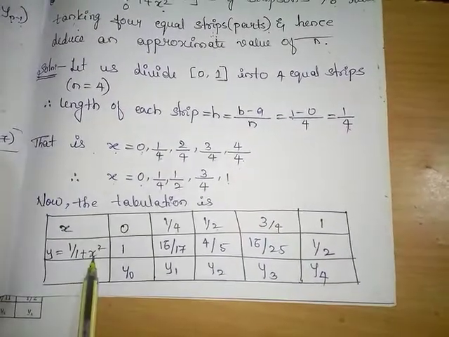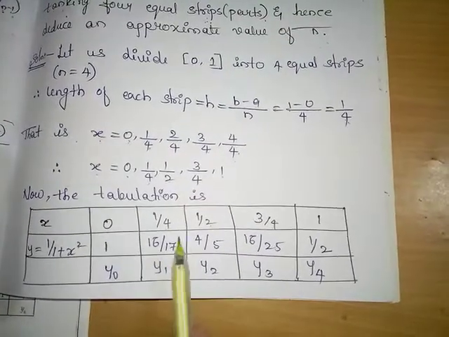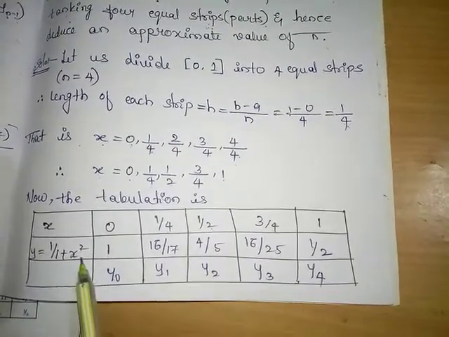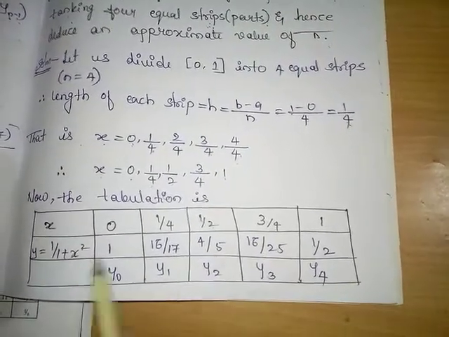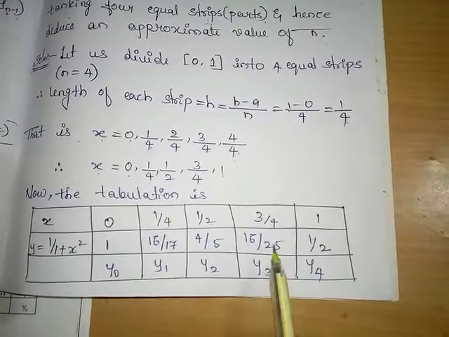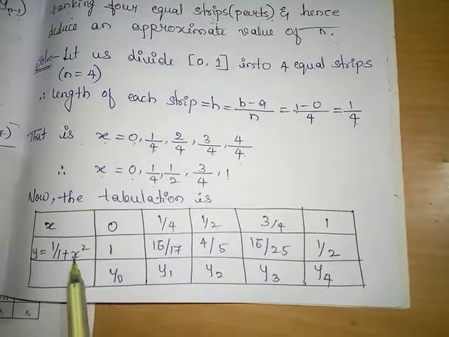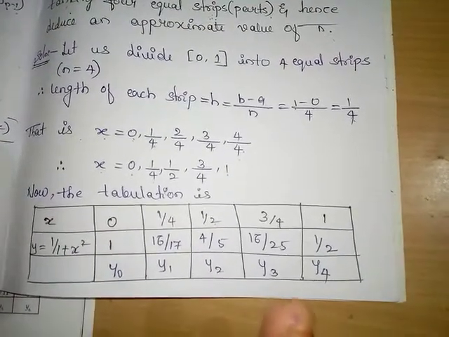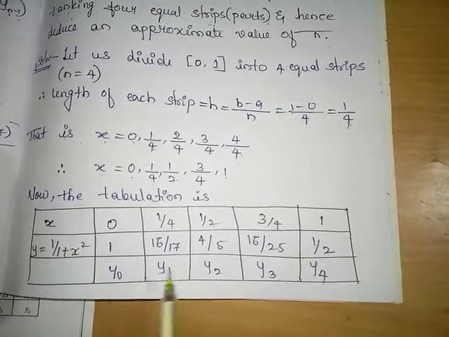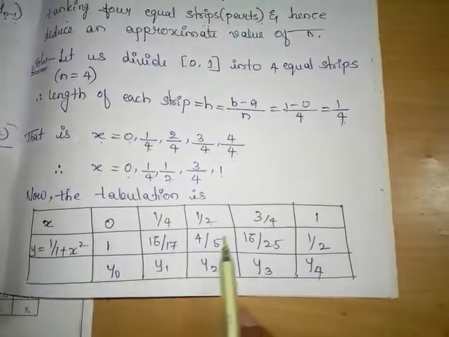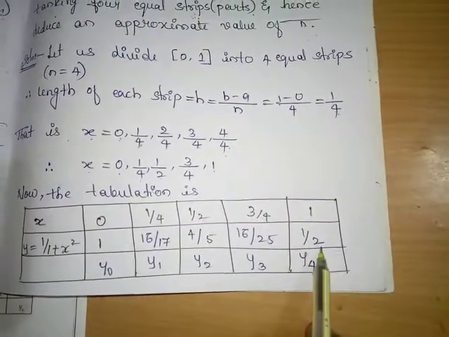When we substitute x as 0, it will be 1. When we substitute x as 1 by 4 and calculate, we get 16 by 17. Then substituting x as 1 by 2, we get 4 by 5. Then substituting x as 3 by 4, we get 16 by 25. Substituting x as 1, we get 1 by 2. Very simple calculation here, so I have given the values of y directly. First one is 1, 16 by 17, 4 by 5, 16 by 25. Next is 1 by 2.